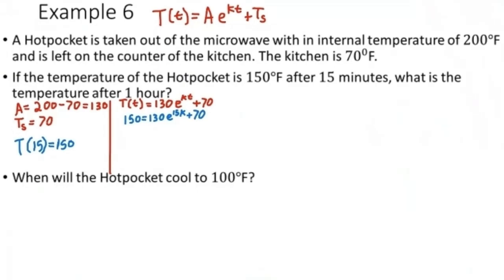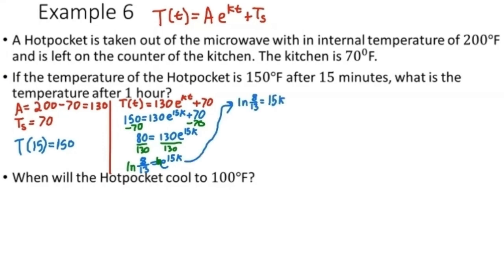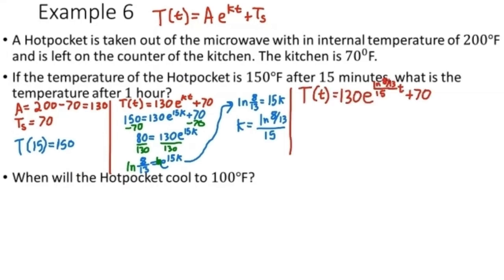Now we'll isolate the e to the 15k, and we have 8 over 13 equals e to the 15k. Apply the natural log to both sides, and we have natural log of 8 over 13 equals 15k. And after we divide by 15, we get that our constant k is the natural log of 8 over 13 divided by 15. Now that we know k, we have completed our model, and we get that our model T of T equals 130e raised to the natural log of 8 over 13, all divided by 15, times T plus 70. Now that we know our model, let's answer our question.